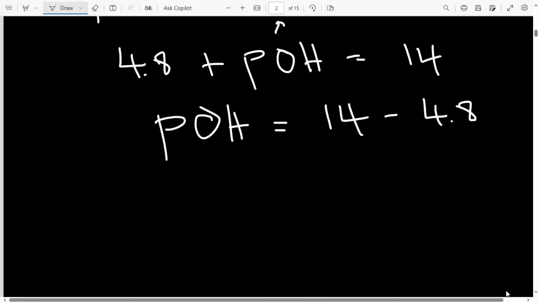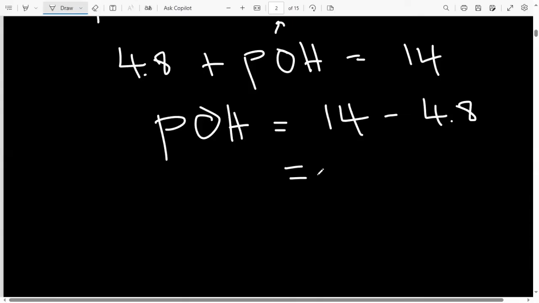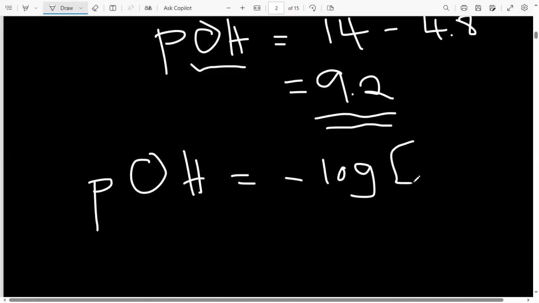Let's find the pOH here. 14 minus 4.8, my calculator is giving me 9.2. So this is my pOH. Once you have your pOH, you can calculate the concentration of OH minus. We know that the pOH is equal to minus log of the concentration of OH minus.